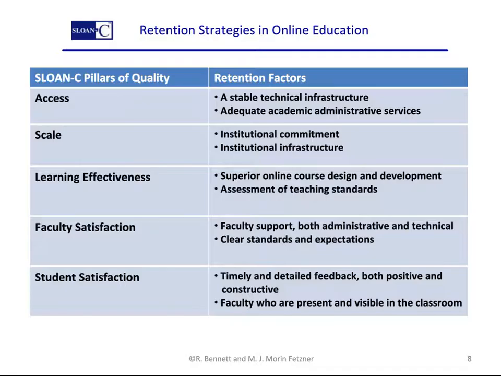The Sloan C 5 pillars of quality are very helpful for considering the key factors for retaining students. We have listed 2 retention factors in each category. Many more, I'm sure, will emerge as we review best practices and discuss your experiences and thoughts throughout the workshop.